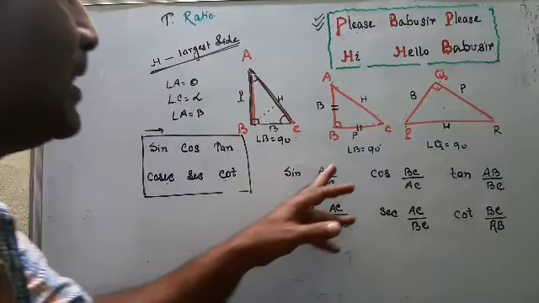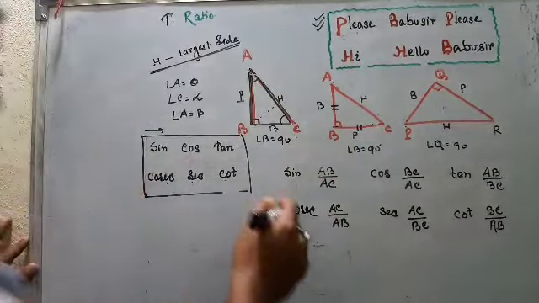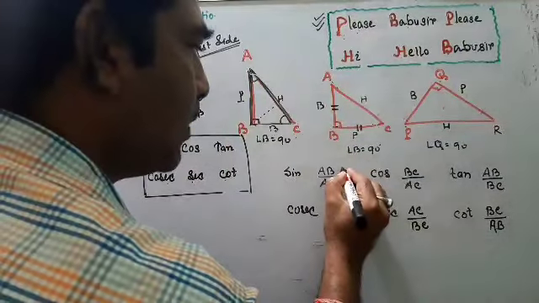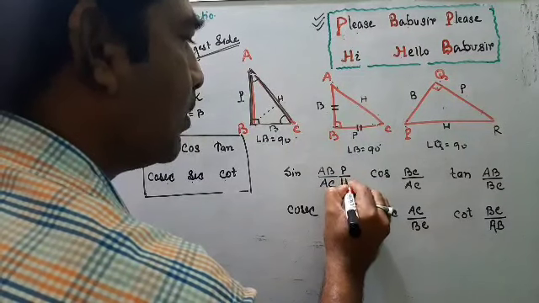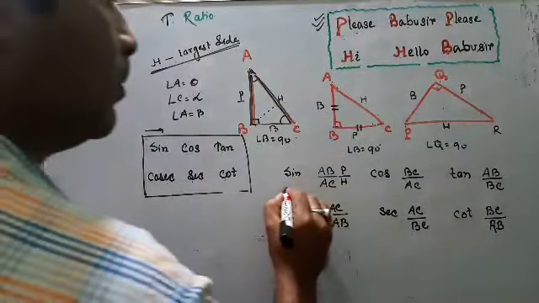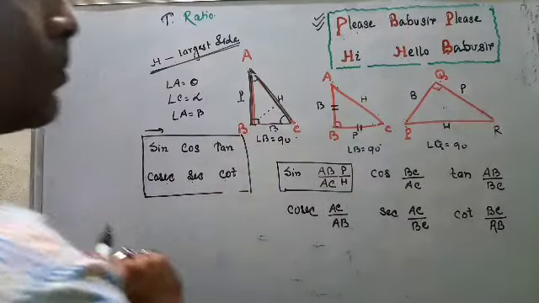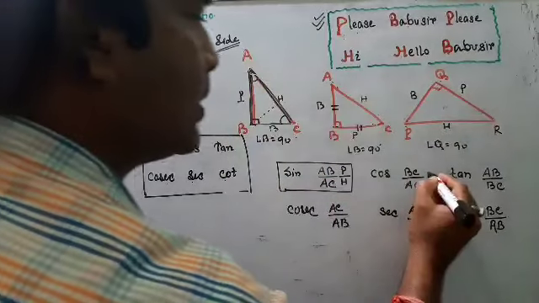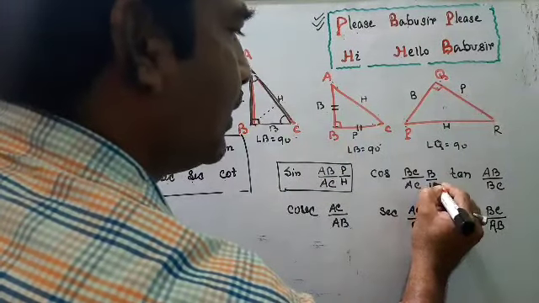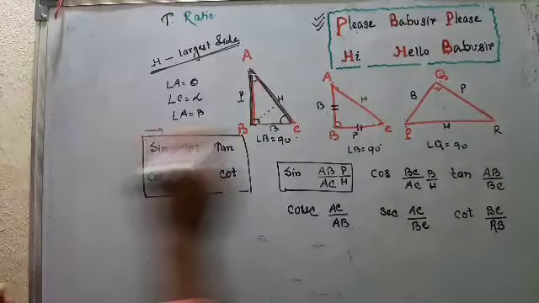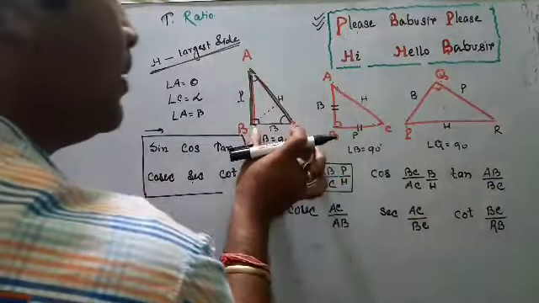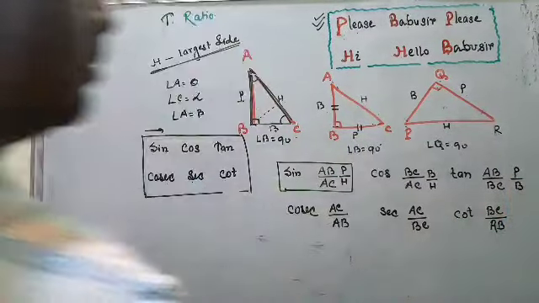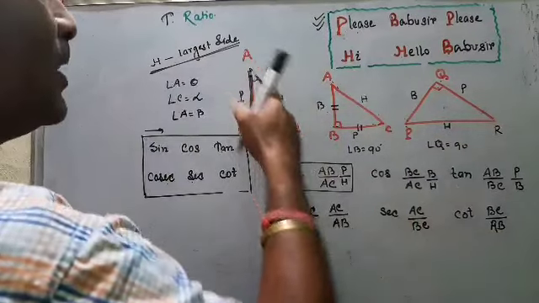So the ratio of sin is AB by AC. That means AB is the perpendicular and AC is the hypotenuse. So I write perpendicular by hypotenuse for sin. For cos, BC is the base and AC is the hypotenuse, so that is B by H. For tan, AB is the perpendicular and BC is the base, so P by B. For sec, AC is the hypotenuse.